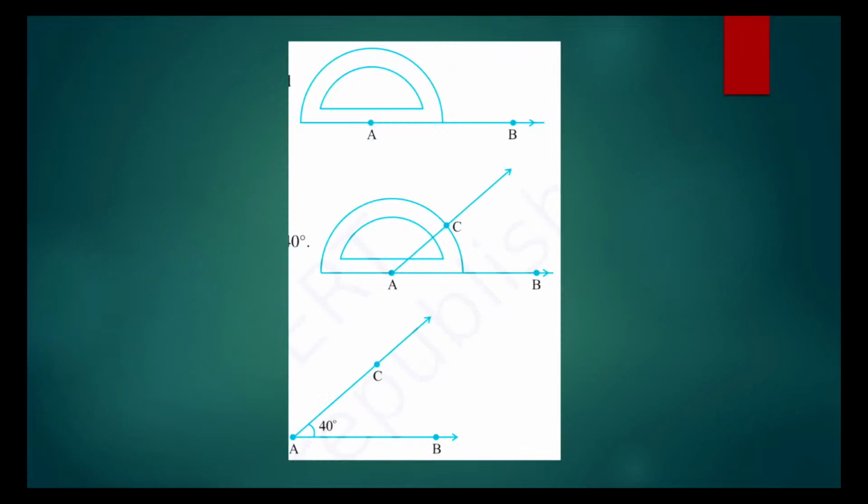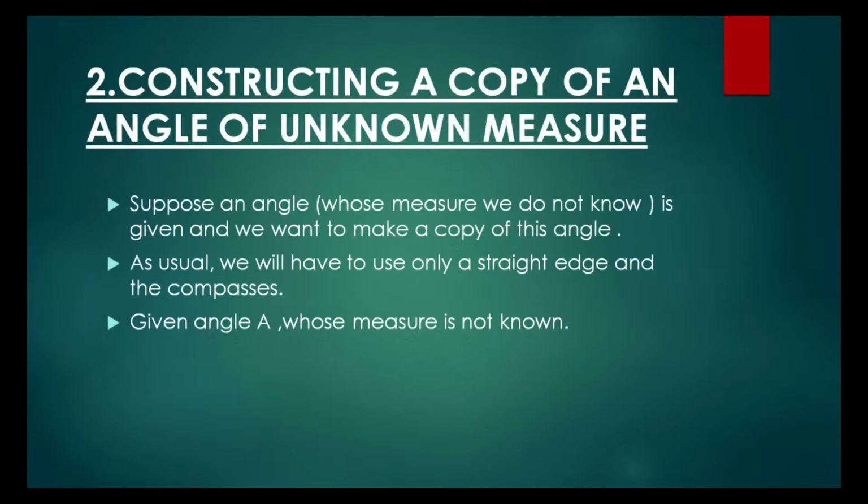Now children, let us move on to the next construction. See here, just now we constructed this, and the second construction is constructing a copy of an angle of unknown measure. That means we are given an angle, but we don't know the measure of that angle. See, it is very interesting. Already we have an angle, but the measure is not known.